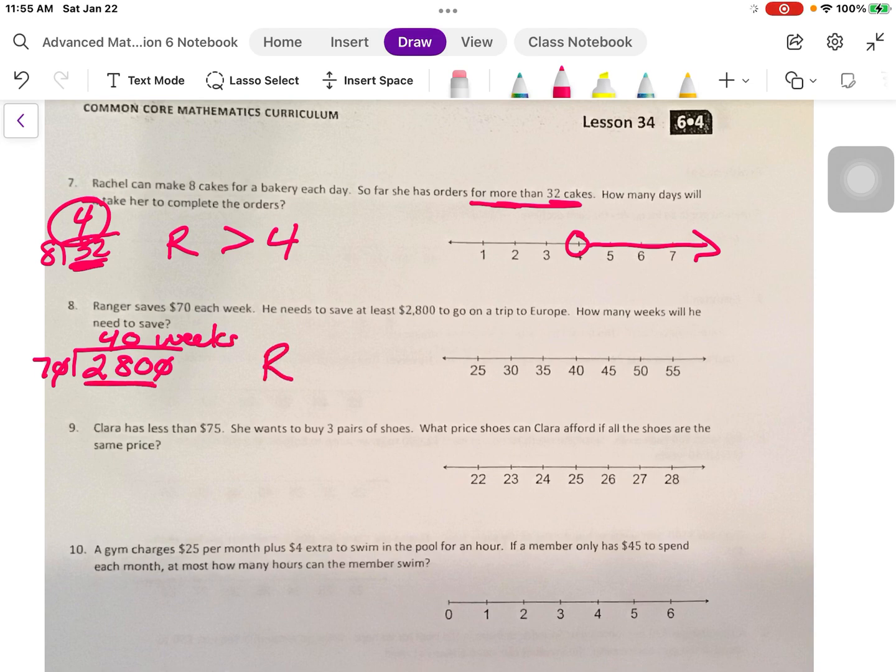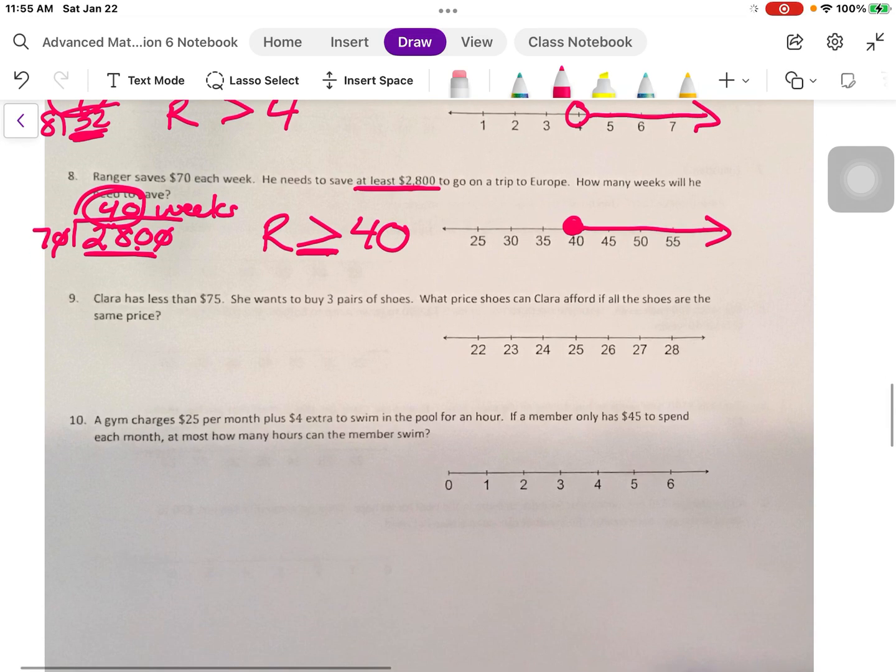So let's see. Here's Ranger. Here's 40 weeks. But let's look at the inequality wordage. He needs at least $2,800. If he needs at least, it means he could get more than that. If he got more than that, he'd have to work more than 40 weeks. So he could work more than 40. At least means he also could get exactly that amount. So that's an equals to. So we go to the number line. We'll find 40. We'll fill in the circle. And R has to be greater than that. So he has to work equal to or more than 40 weeks in order to save up enough money.